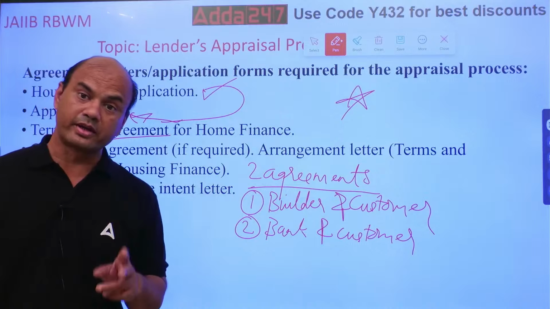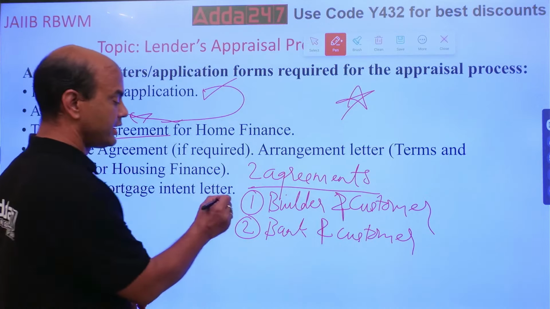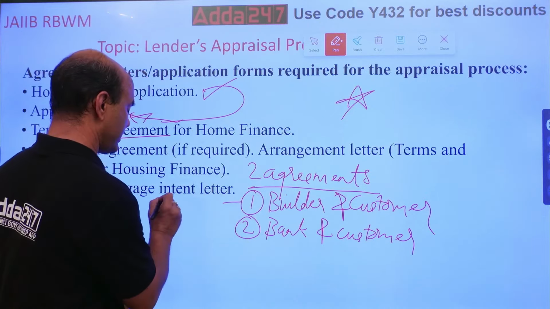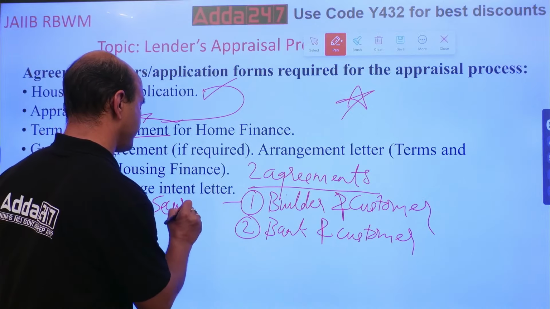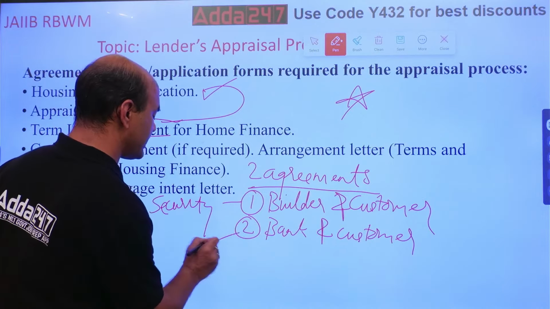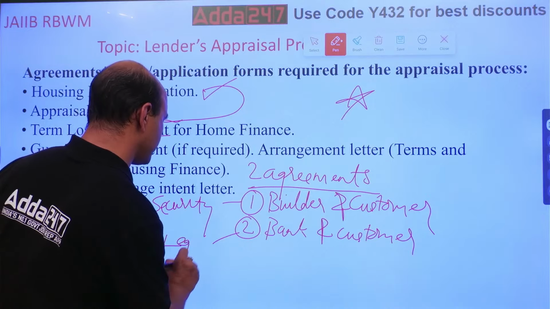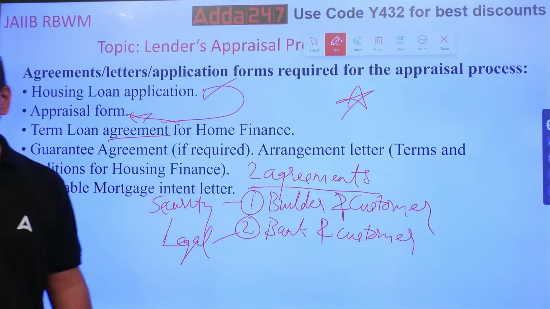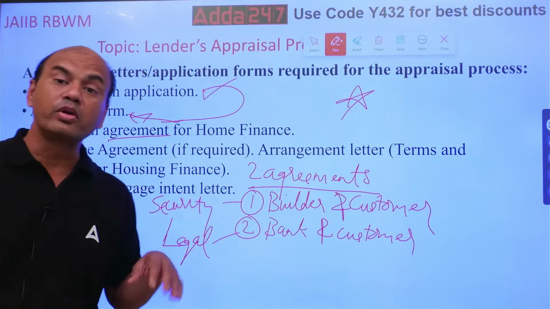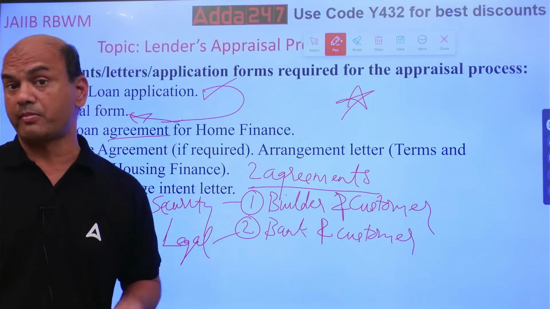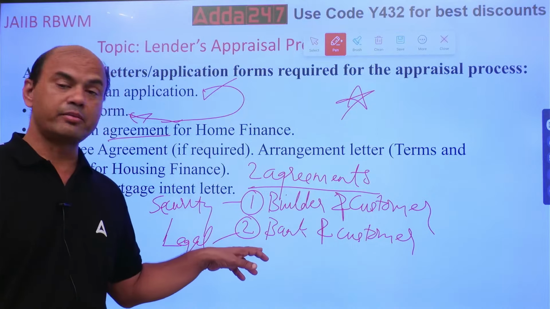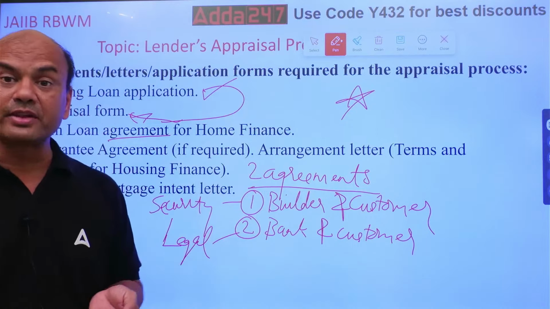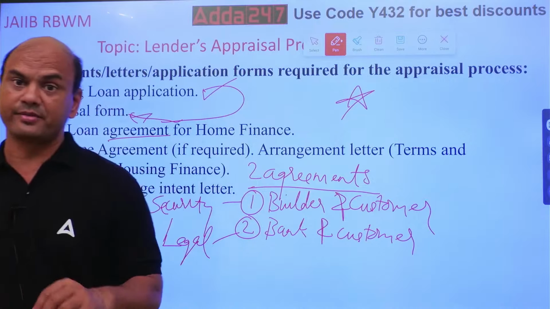Don't confuse the two agreements. This agreement is a collateral security. And this agreement is a legal document. First agreement, we get it before sanctioning the home loan. And the second agreement, we do it with the customer after sanctioning, before disbursement.